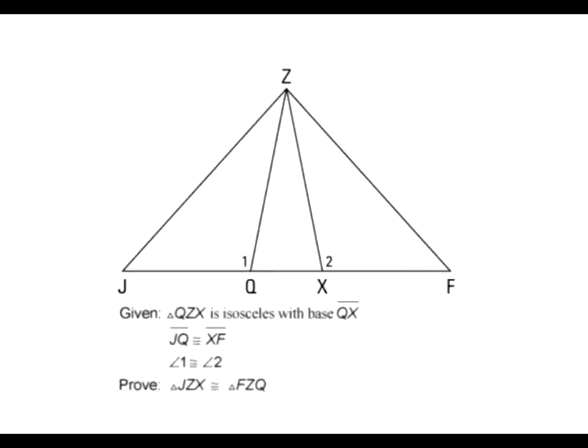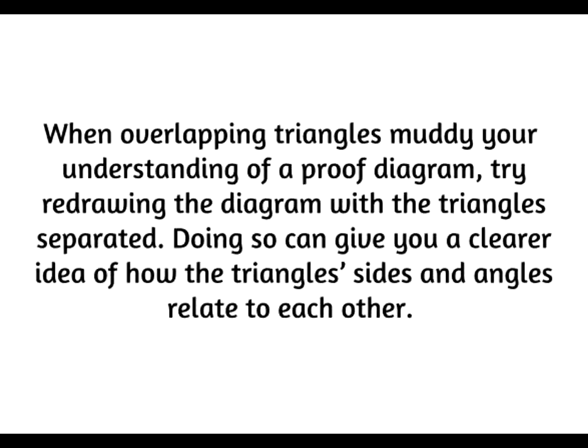Triangle QZX is isosceles with base side QX. Side JQ is congruent to side XF. Angle 1 is congruent to angle 2. Prove triangle JZX is congruent to triangle FZQ.